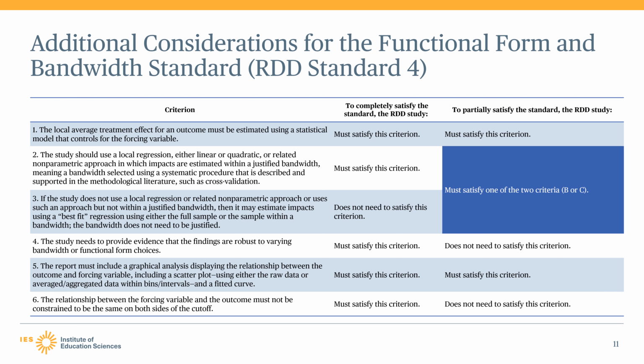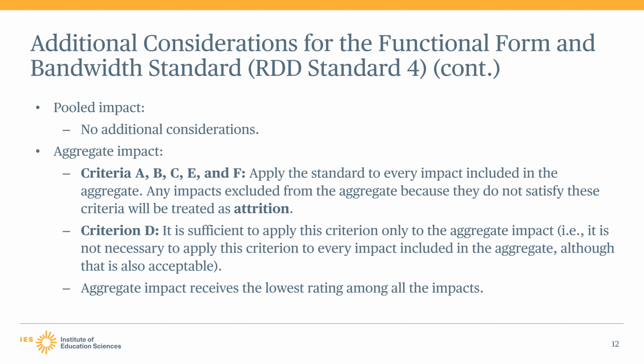So you'll also recall that the WWC's RDD Functional Form and Bandwidth Standard, or the RDD Standard 4, includes 6 criteria related to modeling specifications in the study. When applying the Functional Form and Bandwidth Standard to studies reporting pooled impacts, the standard can be applied directly as described in earlier modules in this training. Again, however, there are several additional considerations needed when applying this standard to studies that report aggregate impacts.